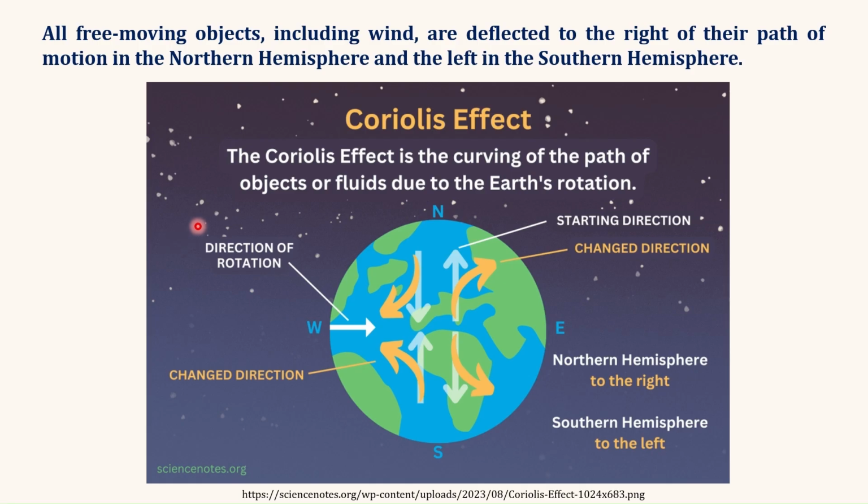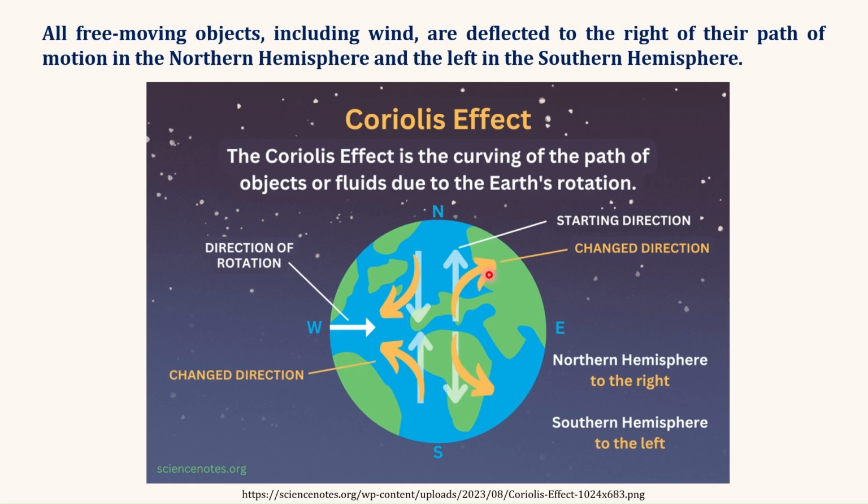The Coriolis effect is the curving of the path of objects or fluids due to the Earth's rotation. And here it is mentioned that all free moving objects, including wind, are deflected to the right of their path of motion in the northern hemisphere and to the left in the southern hemisphere.